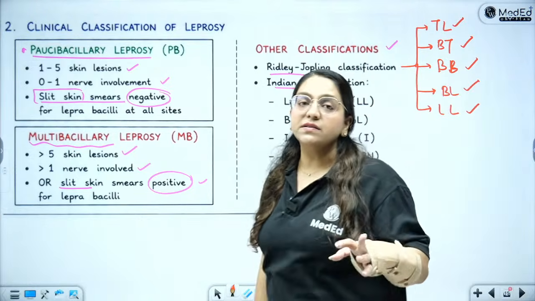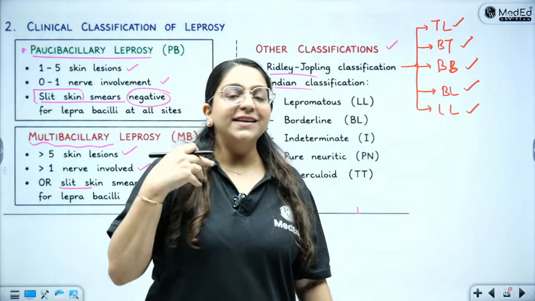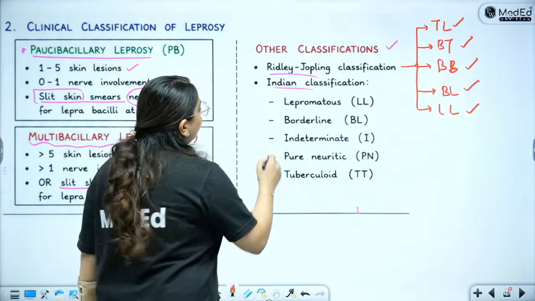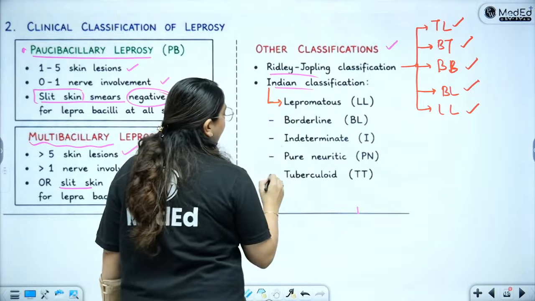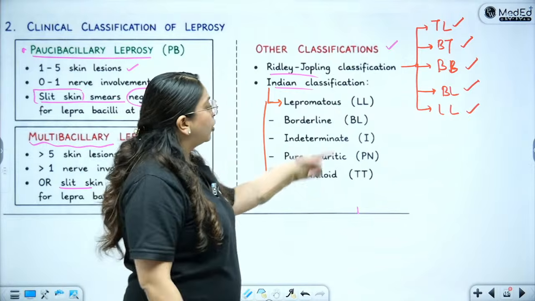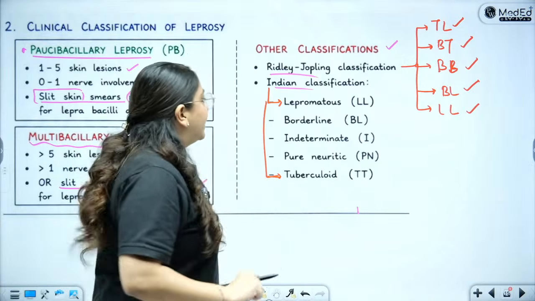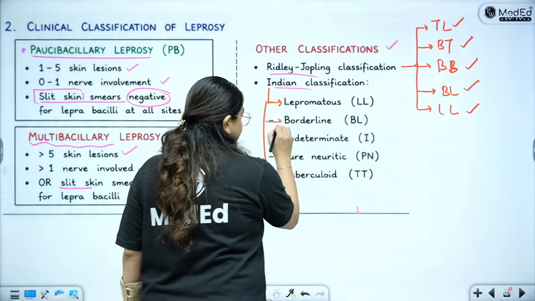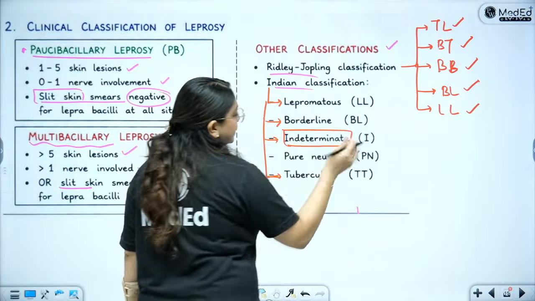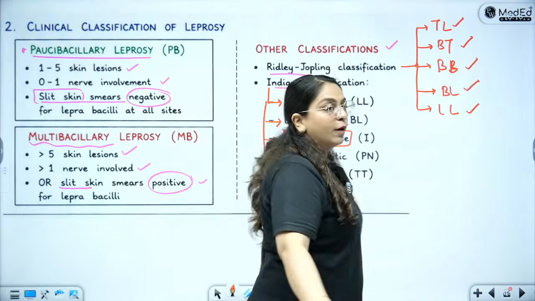Then came the Indians. Indians don't like to follow all these foreigner rules. Indians create their own rules. They stuck to two things. They said, okay, on one end I will keep lepromatous, on the far end I will keep tuberculoid. That is fine, we also kept tuberculoid and lepromatous on the two ends. In the middle, we said that one is borderline leprosy, and then there is indeterminate. We don't know what this is. And then finally, we have the pure neuritic type.